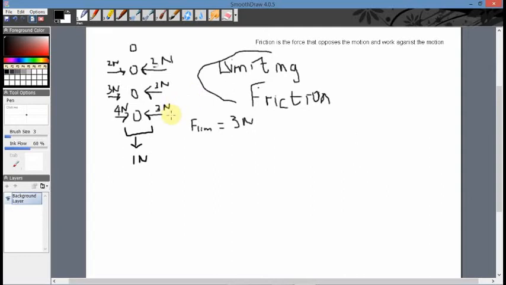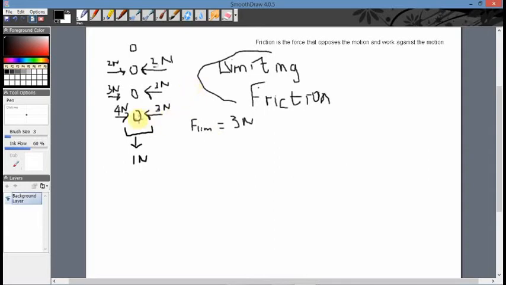So what happens if we apply a force of 4 Newton? This time the particle will start to move towards the right direction, right? Why is that? Always remember, there is a maximum value that limiting friction can possess. In this case, I have taken the maximum value of limiting friction as 3 Newton. F limiting is equal to 3 Newton. Always remember, limiting friction has a maximum value, and in this case it is 3 Newton.